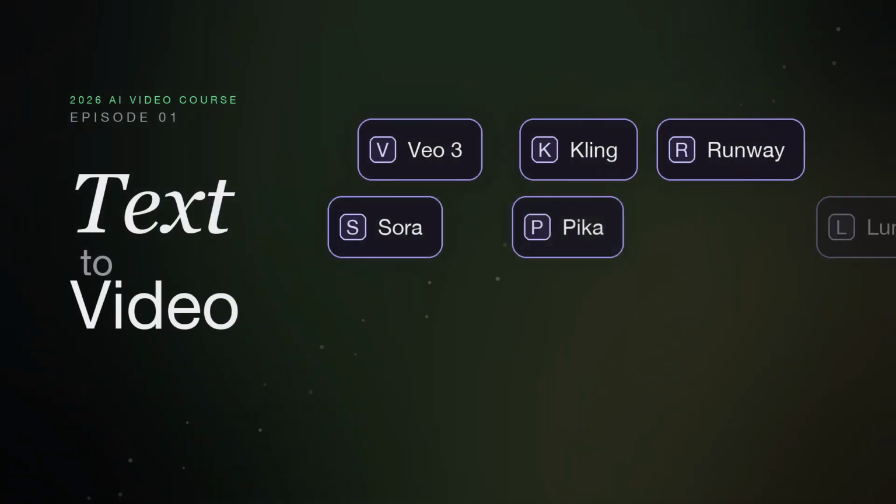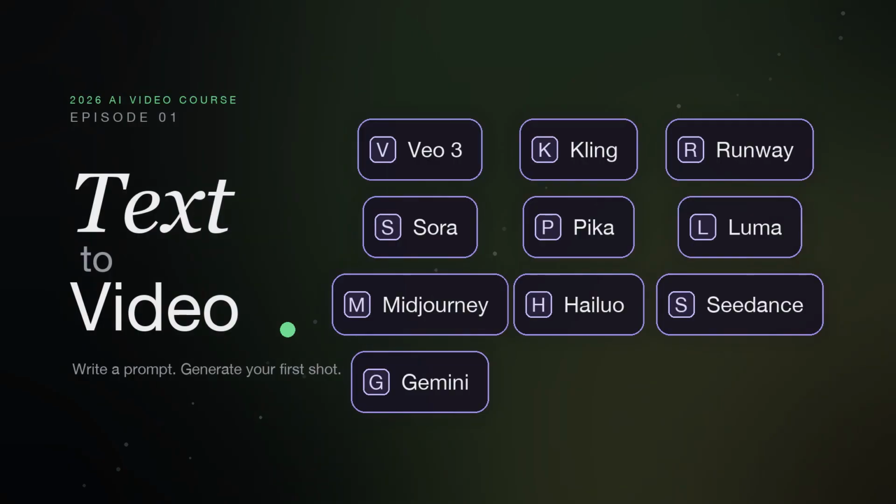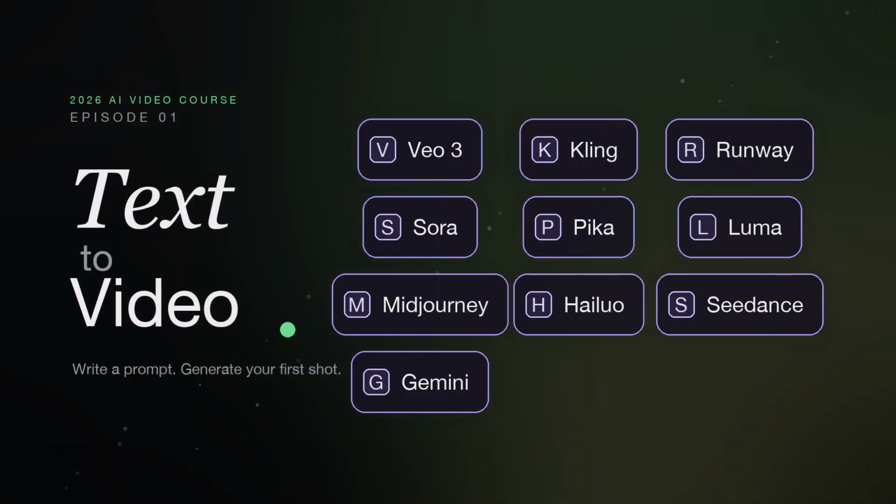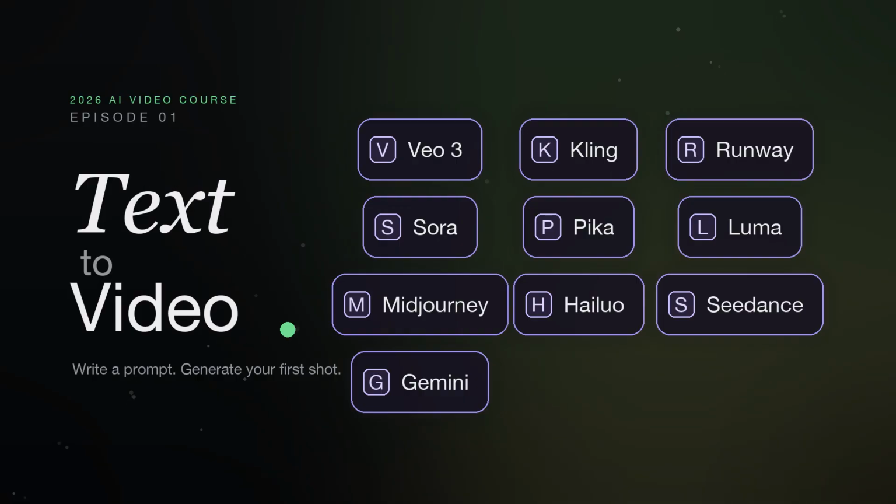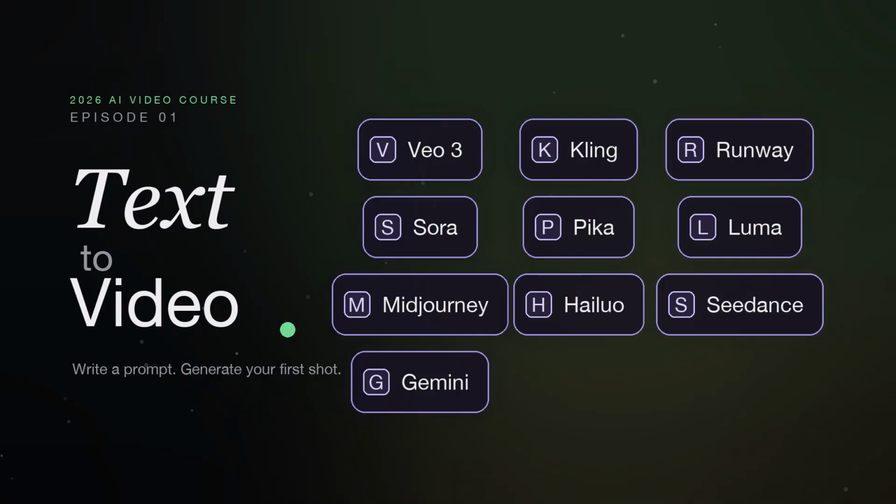Now, you'd expect episode 1 to open with a pile of models and theory. I'm not going to do that. For episode 1, I want you actually using this, the fastest, simplest way possible. So today, how to do text to video properly and generate your first usable shot.